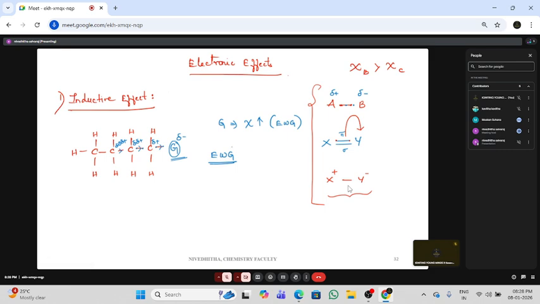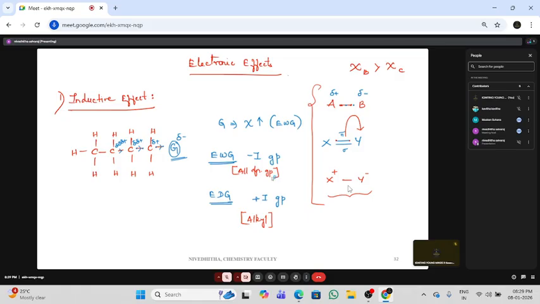Here, if my group is an electron withdrawing group, it will attract the electron, and this is called -I group. If I'm substituting any electron donating group, then it will push the electron towards the carbon chain. So that is called +I group. Kana, usually alkyl groups are +I groups: methyl, ethyl, propyl, butyl. All these alkyl groups are +I groups, and all functional groups are -I groups. Alcohol, chlorine, fluoro, bromo groups, aldehyde, ketone, carboxylic acid, nitro groups, all were electron withdrawing groups. In the sense, they are -I groups.